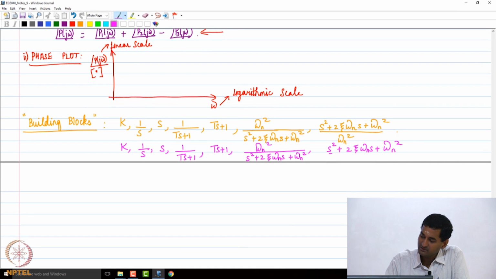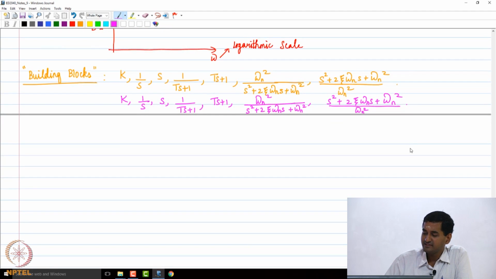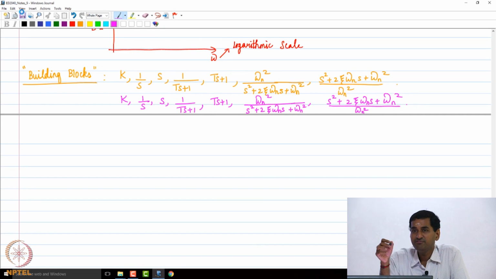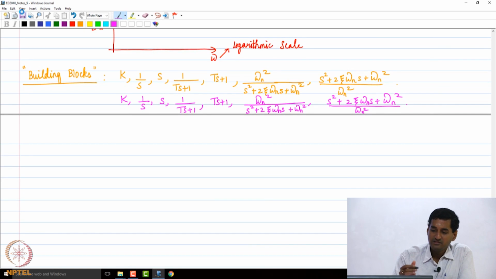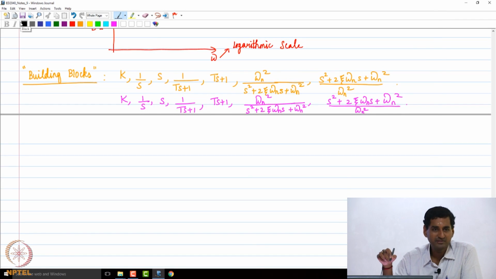Now you can immediately observe that I can essentially rewrite any transfer function in this particular form. We will see how to do that as we go along. But these are the basic building blocks that we are going to look at. If we understand how to plot the Bode diagram for each of these building blocks, then we are done. So let's understand how to plot the Bode diagram for these blocks.